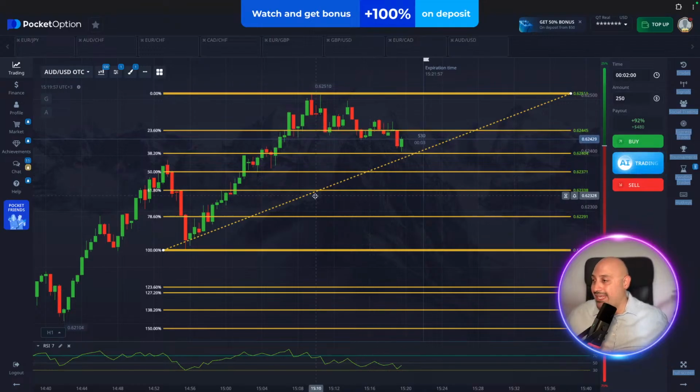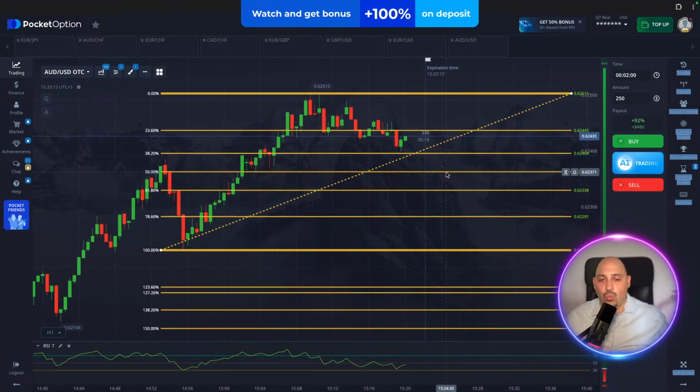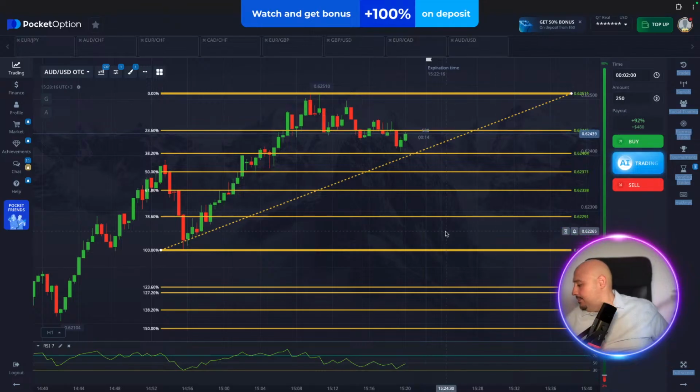Now, remember, the golden ratio is 61.8, also considered along with the 50% a very strong signal or a price correction that a lot of traders expect the price to come back to and then move to the upside. Nevertheless, I'm going to wait and see how it's going to move. Let me just see. All right, guys.